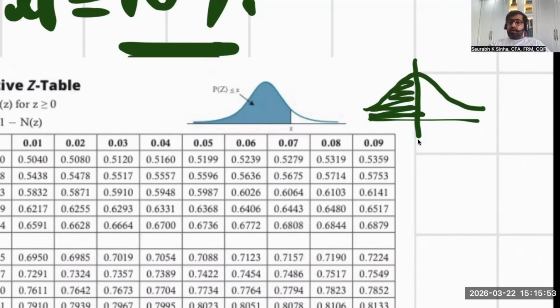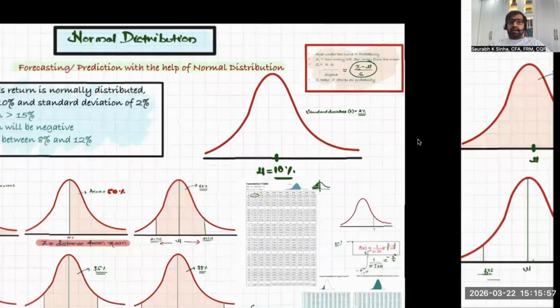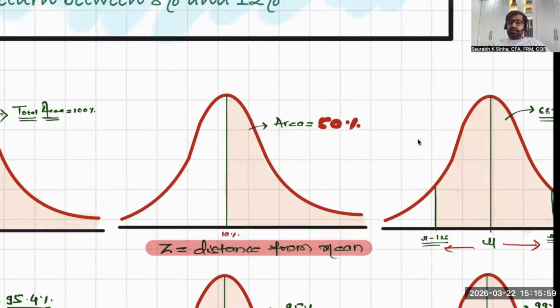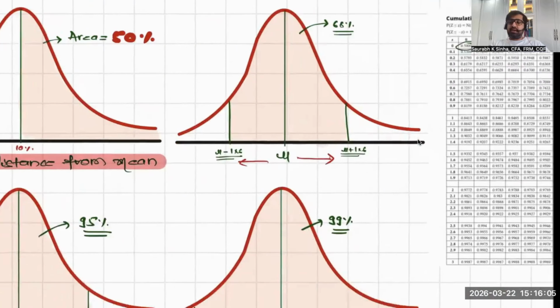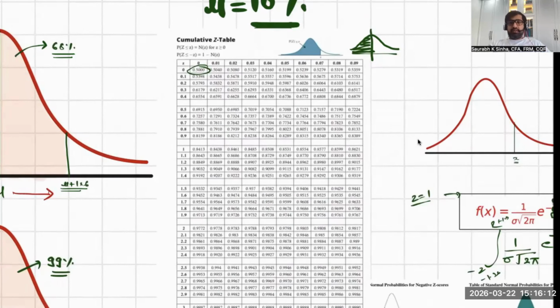What should be the area under the curve? 50%. We already discussed this. The area under the curve from the leftmost tip till this section is what? 50%, that is given there. So all the area under the curve is discussed here. If you know this table, if you know how to read this table, you would be able to predict the probability.